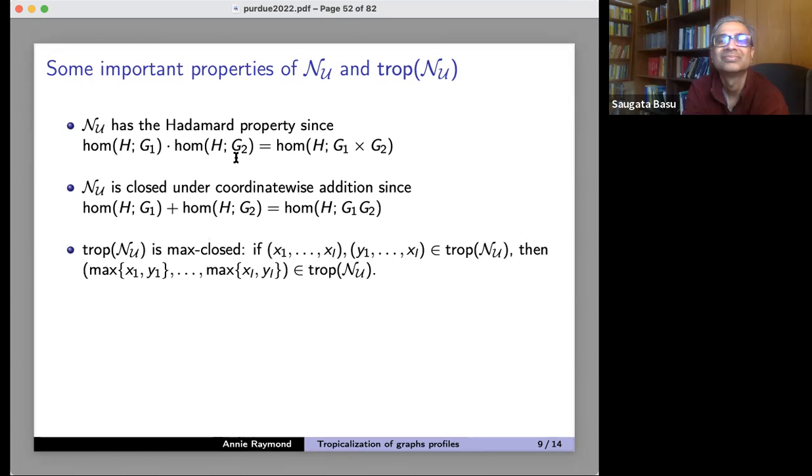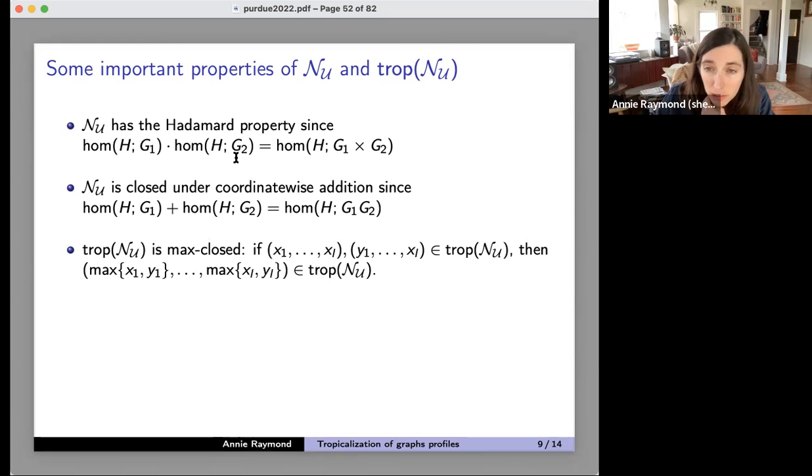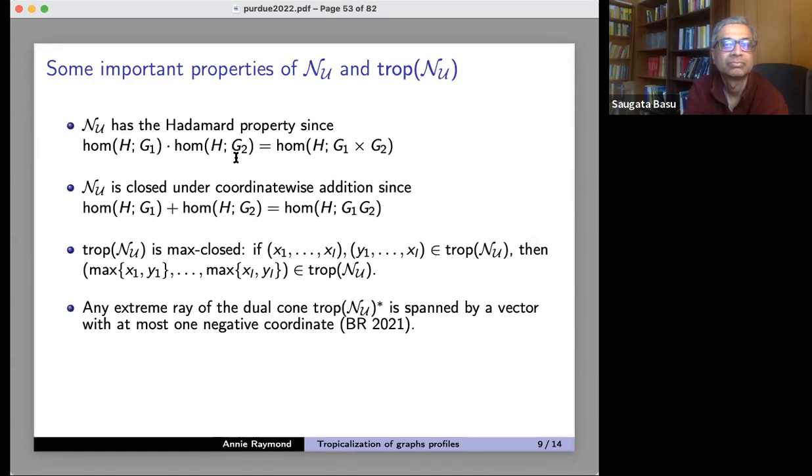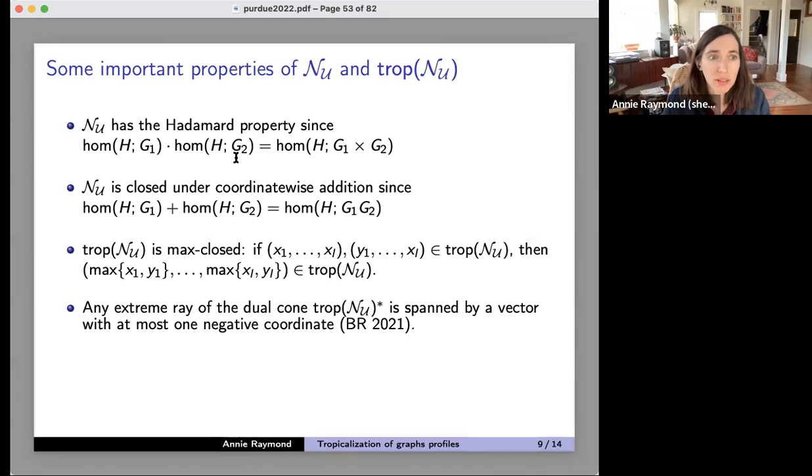And so from that, we can get that the tropicalization is max closed. If I have two points in the tropicalization, then if I take the max component-wise, that point is also within the tropicalization. This is very helpful. This allowed us to show that any extreme ray of the dual cone of the tropicalization is spanned by a vector with at most one negative coordinate. What this means is that the important binomial inequalities are the ones where there's only one type of graph on the smaller side.